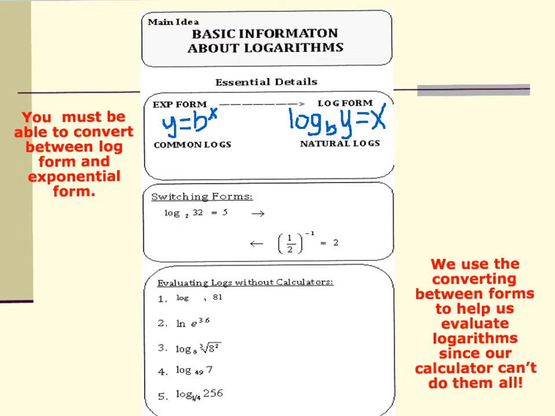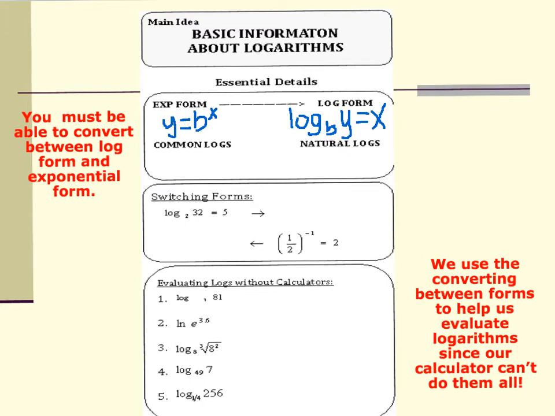So you would read this: log base b of y equals x. And this is y equals b to the x power. So our exponent ends up being over here by itself. Our base ends up being right next to the log. And then what it equals ends up being next to the base.